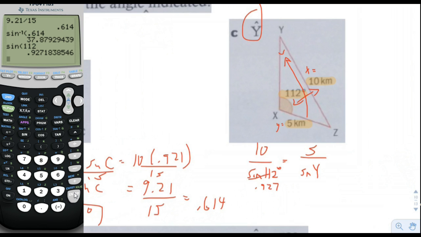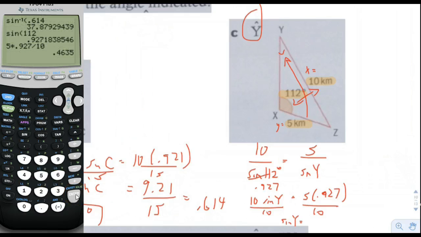And then we're going to cross multiply here. We'll get 10 sine of y equals 5 times 0.927. And then we'll divide both sides by 10. So now we have the sine of big Y is equal to 5 times 0.927 divided by 10. That's 0.4635.